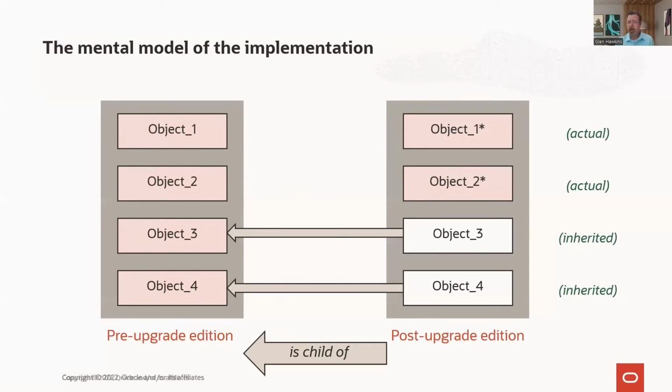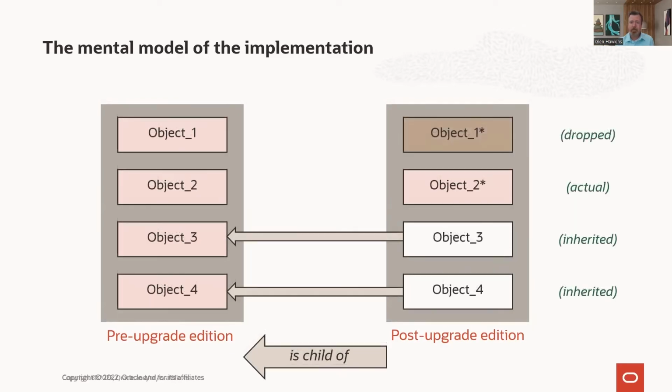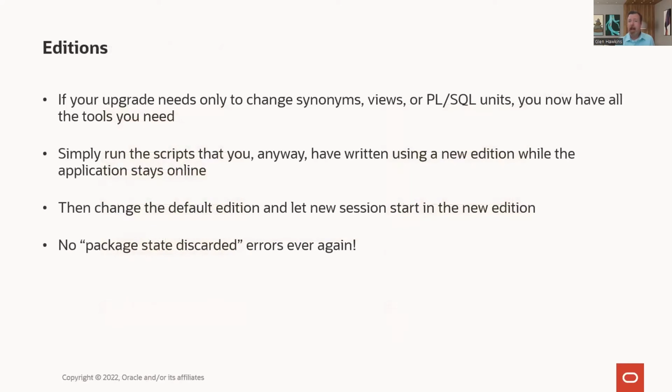Then we can actualize some of those objects, which means we're ready to change them. So we'll take object 1, object 2, and change those. Now the inheritance is broken at this point, and the actual version is represented in our post-upgrade edition. Object 3, object 4, and all the rest of the objects are just using inheritance, and they're still represented in the parent edition. At this point, we can go in and drop. So maybe we drop object 1. It's no longer represented, so anybody that connects to our new edition can't access it, imagining it's an editioning view or a stored procedure. So we can decide how that's going to work.